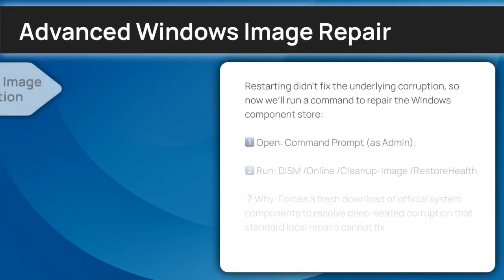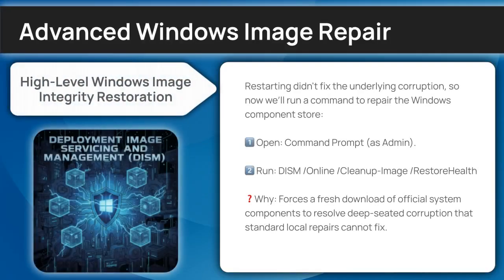Now that the system has rebooted, if the issue persists, let's move on to our next level of troubleshooting. Feel free to pause the video if you need a moment. Restarting didn't fix the underlying corruption, so now we'll run a command to repair the Windows component store. First, open command prompt as admin. Second, you're going to type dism /online /cleanup-image /restorehealth, then hit enter. Why are we doing this? Well, this forces a fresh download of official system components to resolve deep-seated corruption that standard local repairs cannot fix.